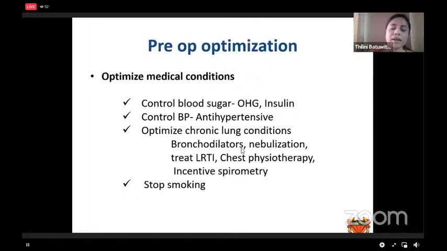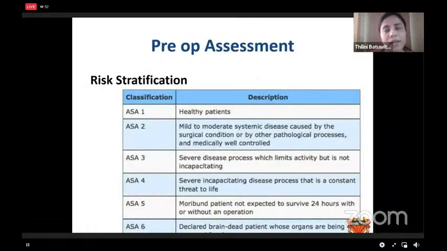There are various ways or classifications of risk assessment, but this is a simplified American Society of Anaesthesiologists assessment for risk during surgery. We have this ASA classification. As house officers, you have to be thorough with the ASA classification. If someone asks whether this patient is ASA 1 or 2, you should have an idea. ASA 1 is a healthy patient, meaning the patient does not have any comorbidities, so the risk will be less.